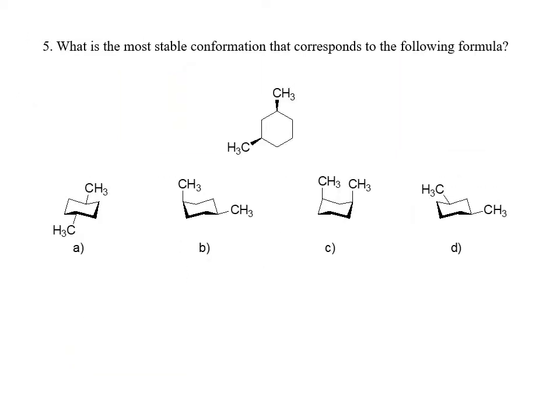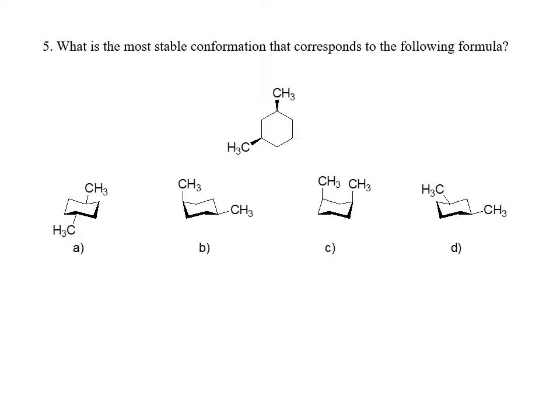What is the most stable conformation that corresponds to the following formula? Here we have dimethyl cyclohexane and 4 conformations. Frequently, in a case like this, a student may look at 4 possible conformations and select the conformation with di-equatorial substituents. And that's because a conformation with equatorial substituents is more stable compared to one with axial substituents. And that is true. But first, you need to make sure that the conformation actually represents the compound in question.